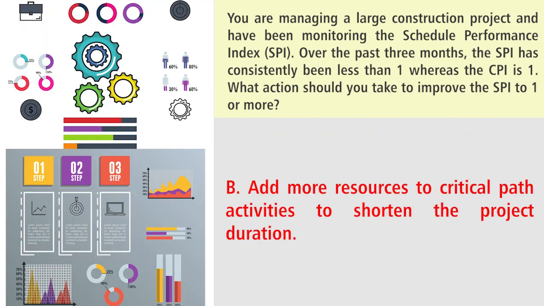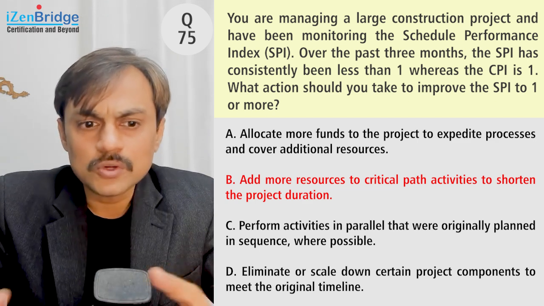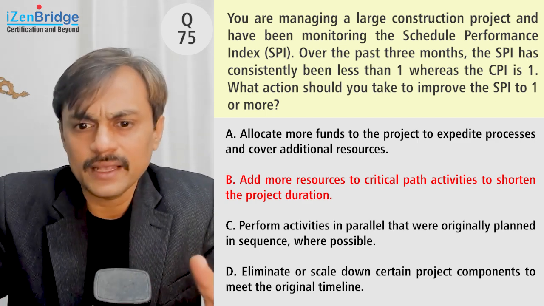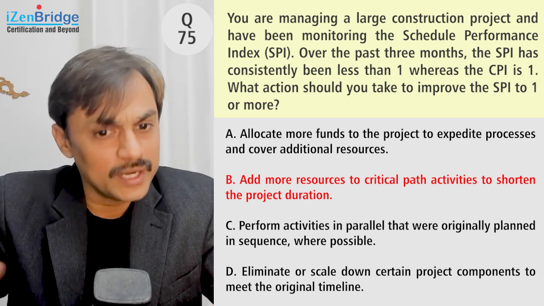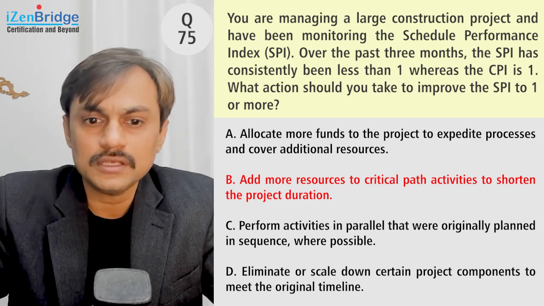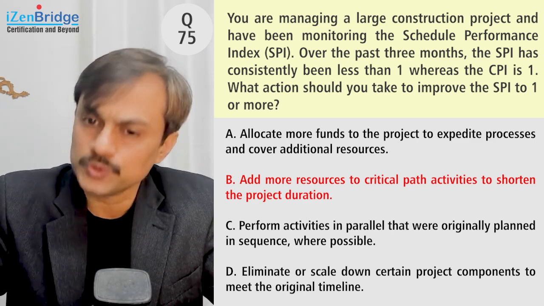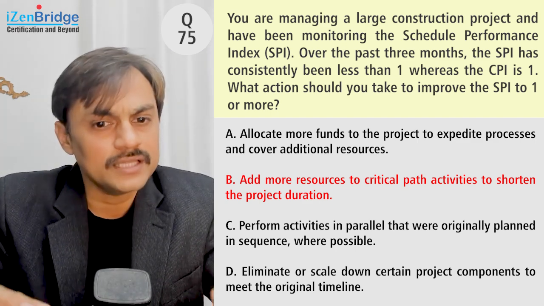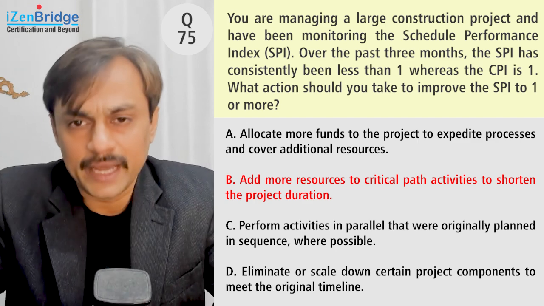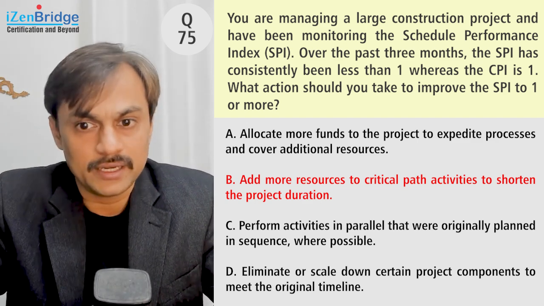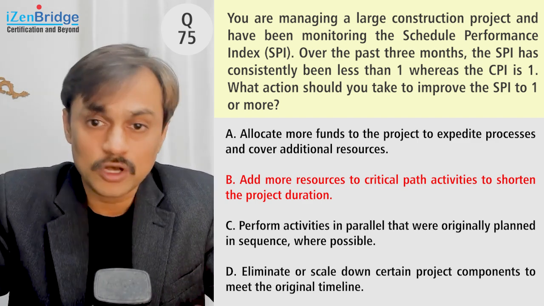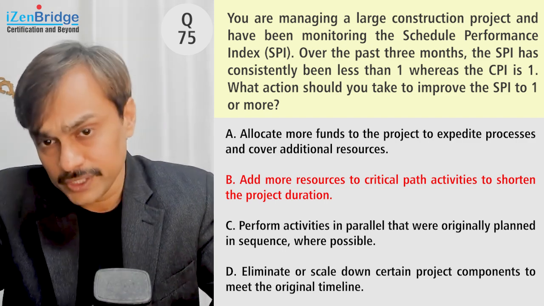Option B: add more resources to critical path activities to shorten the project duration. So it is more or less the same as A. It is also saying that you do crashing, but rather than using the money part of it, it is saying that you put in resources. Adding more resources will end up adding more money, and that will also put stress on my cost performance index.